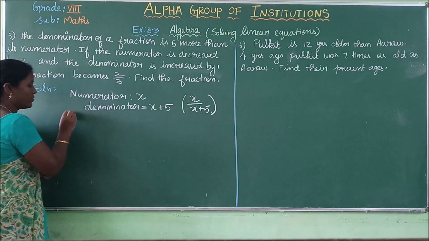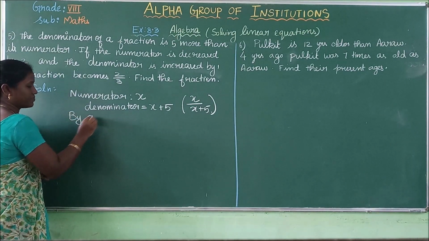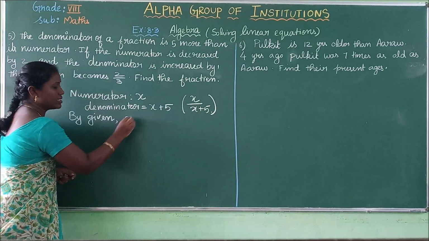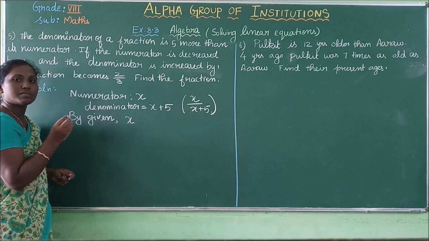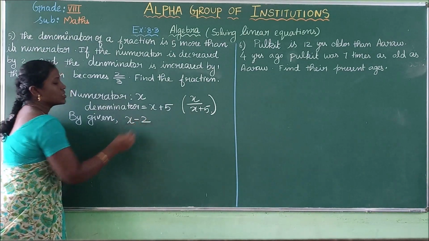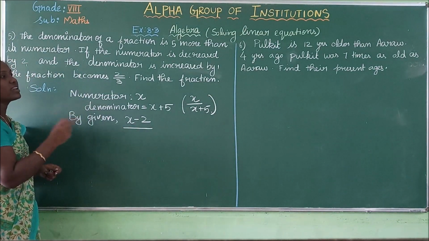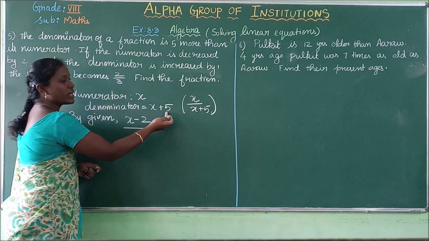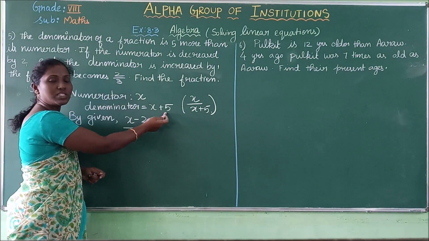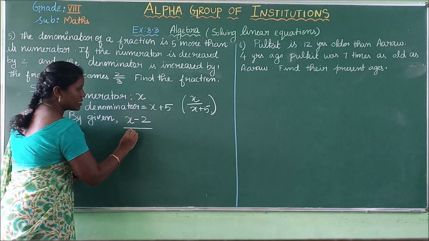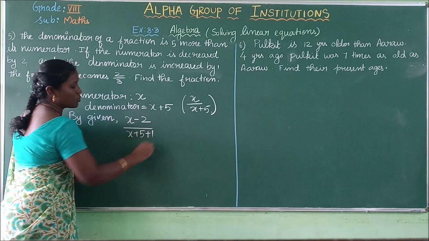X. By the given condition, the numerator is decreased by 2. Decreased means we have to use subtraction, so x minus 2. The denominator is increased by 1. What is the denominator here? X plus 5. Increased by 1 means we have to add 1 to the denominator, that is x plus 5 plus 1.